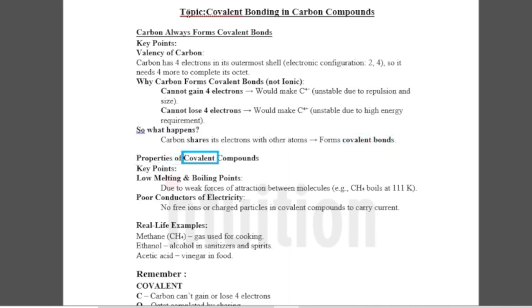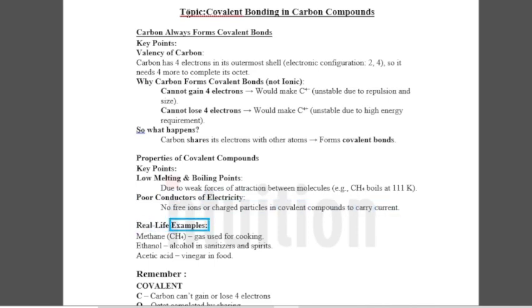Properties of covalent compounds. Key points. Low melting and boiling points, due to weak forces of attraction between molecules, e.g., CH₄ boils at 111 K. Poor conductors of electricity: no free ions or charged particles in covalent compounds to carry current.